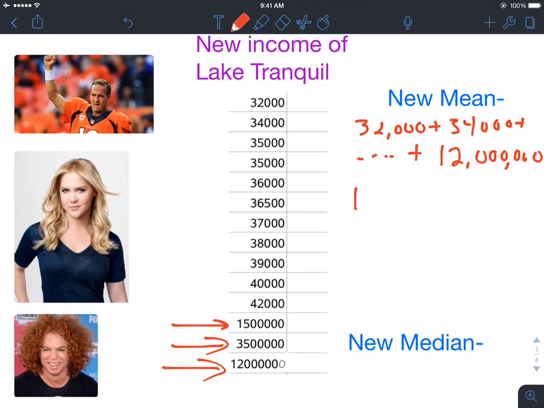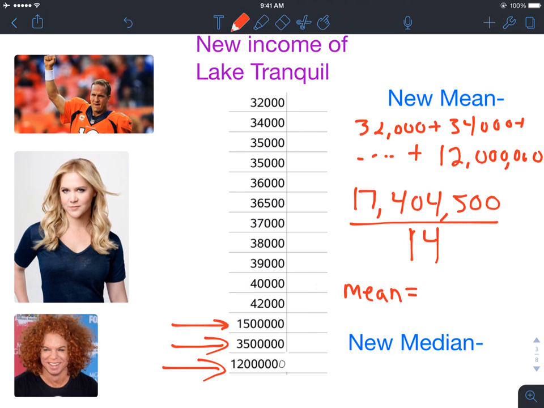And my new sum is quite large. Now I'm dividing by the total number of households. Since 3 new people moved in, we have 3 new households, so I'm going to divide by 14, my apologies, and you get a new mean of $1,243,178 approximately. So our mean has gone up.